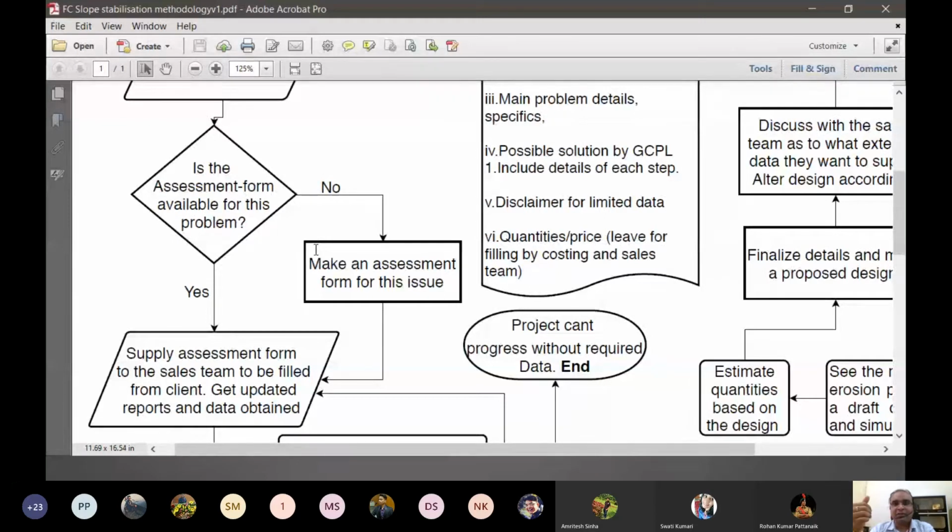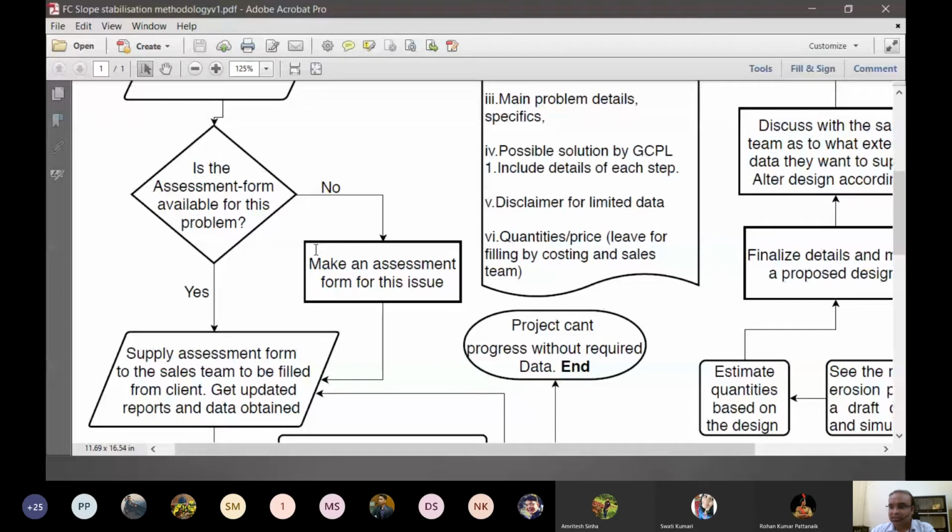Like in the mining slope, we asked what is the bench angle, what is the bench height, what is the berm width, what is the type of mineral excavated, what are the excavator's dimensions, and so forth. These things we cannot ask the client on the civil side. So assessment forms were made on the basis of what kind of problem we at least know from the first contact. Then we used to supply them and get them filled.